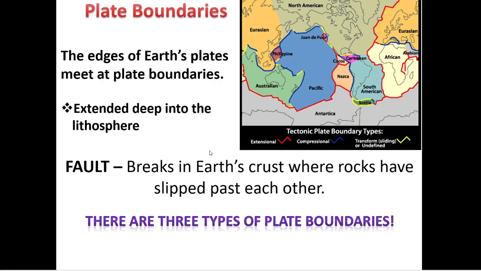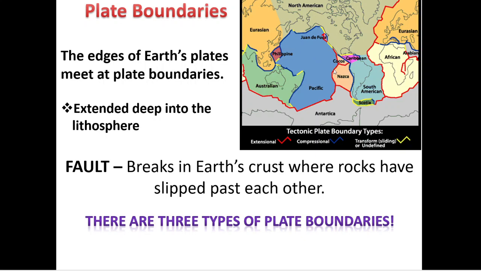Okay, so plate boundaries is where the edges of Earth's plates meet. And you can see here that at one time in our Earth, we can actually put all the continents together like a big puzzle, because they all were one continent at one time, and it was called Pangea. And what happened was, as the mantle heated and cooled, the plates started moving, and so they moved apart.